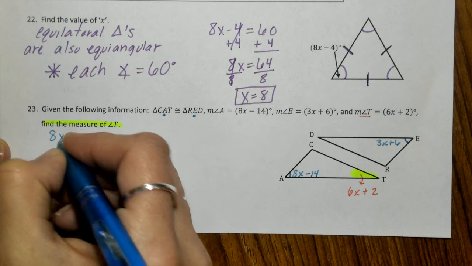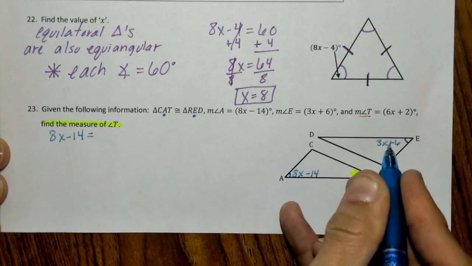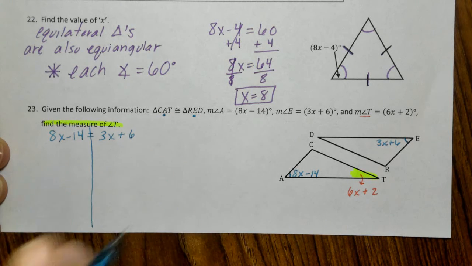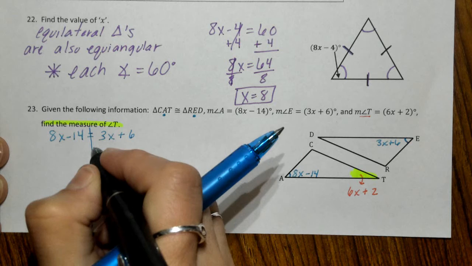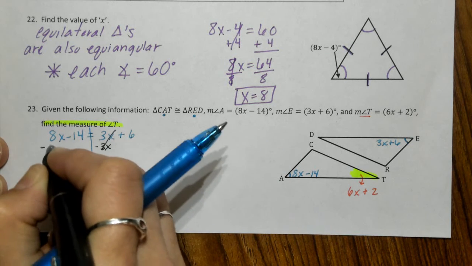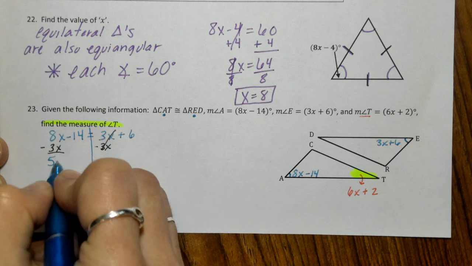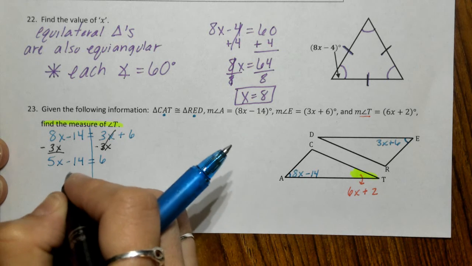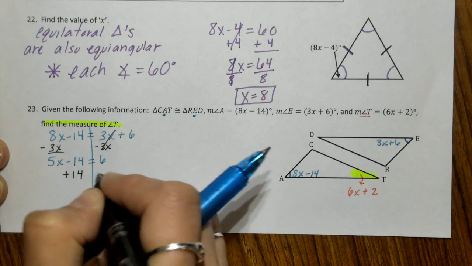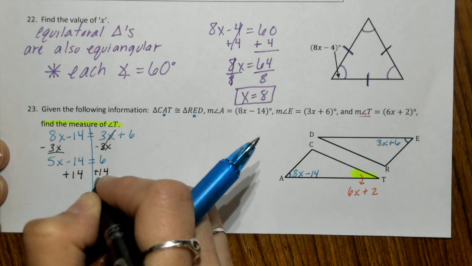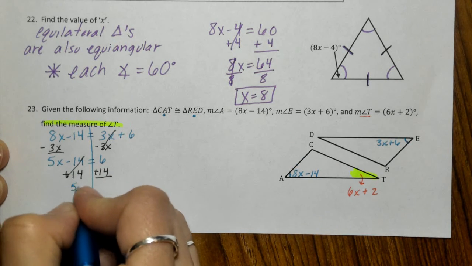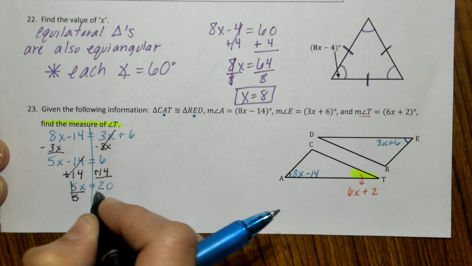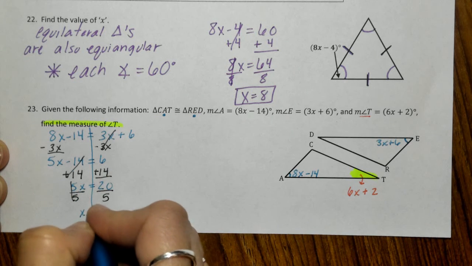So we'll take that 8x minus 14, set it equal to our 3x plus 6. We need to start moving things around. I'm going to move my variables first, the one with the smaller coefficient. So I'm going to subtract 3x from both sides. 5x minus 14 will equal, left with just a 6 on the right. And let's get that constant away from x. So minus 14, do the opposite and add 14. So we have 5x is equal to 20. To get rid of that 5, we need to divide. And then x will equal 4.